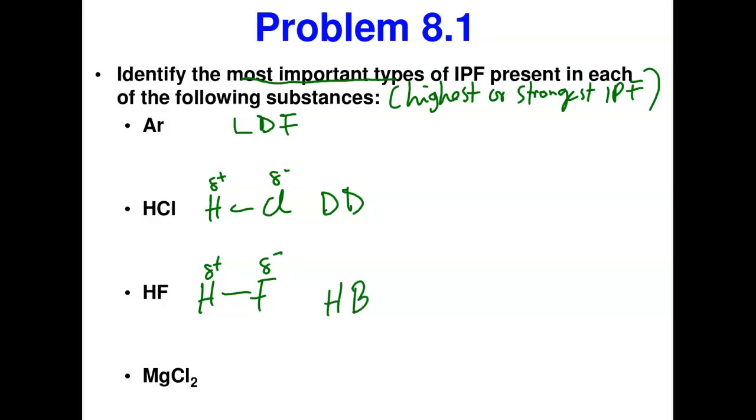If you look at this, it is an ionic compound. Of course, if it dissolves in water, you're going to have 2 plus and 2 chloride ions. So what do you find here? It's going to be ion to ion type of force. That's what you have in here.